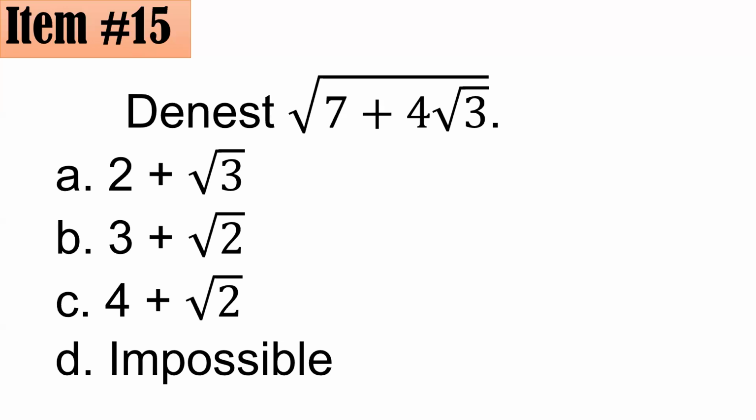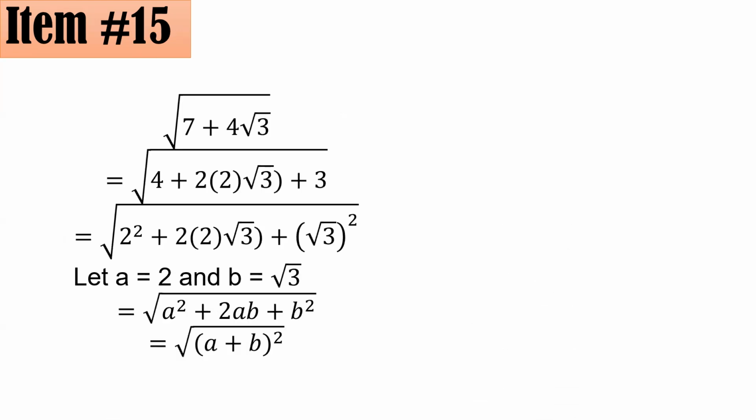Letter A, says someone: 2 plus square root of 3. Actually, you could use your calculators. Whichever of the choices is equal to the given radical is the correct answer. Letter A, I agree with letter A. So this is what I did. There are many ways. This is just one of the ways I did it.